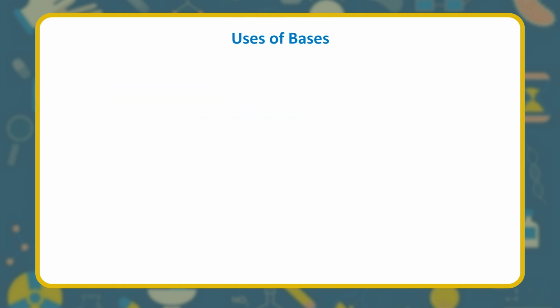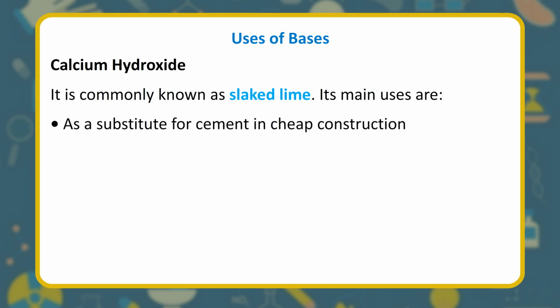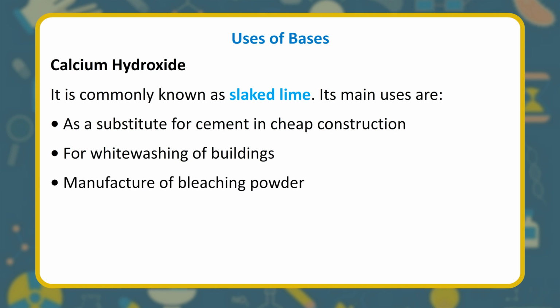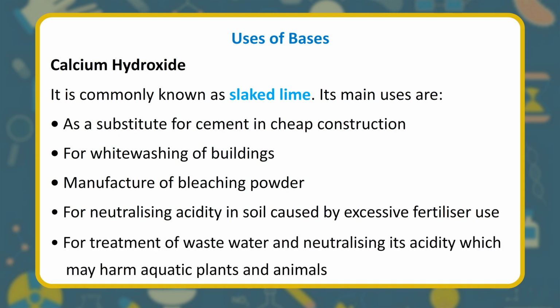Uses of bases. Calcium hydroxide is commonly known as slaked lime. Its main uses are as a substitute for cement in cheap construction, for whitewashing of buildings, manufacture of bleaching powder, for neutralizing acidity in soil caused by excessive fertilizer use, and for treatment of wastewater and neutralizing its acidity, which may harm aquatic plants and animals.